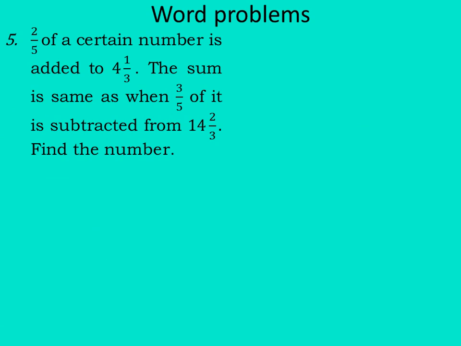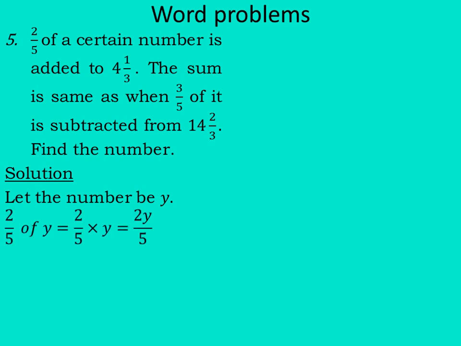So here is the fifth question. 2 over 5 of a certain number is added to 4 number 1 over 3. The sum is same as when 3 over 5 of it is subtracted from 14 whole number 2 over 3. So find the number. Solution. Let the number be y. We represent the certain number by y.